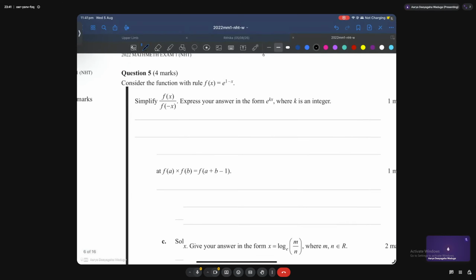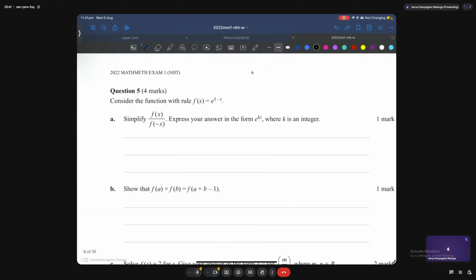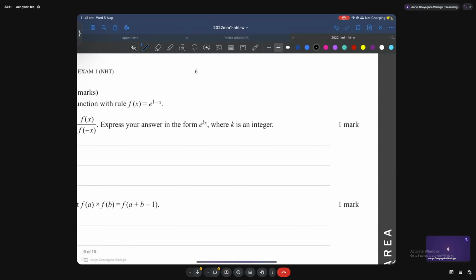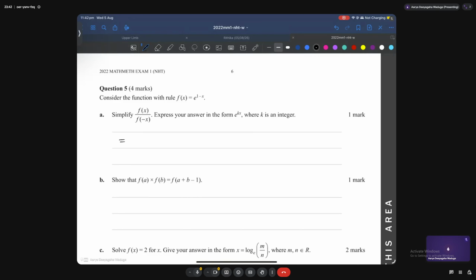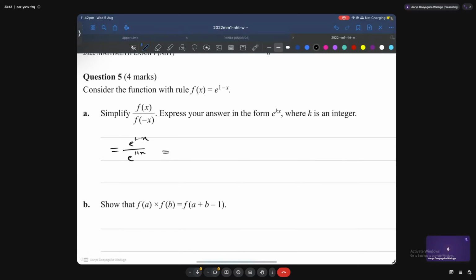Either way, if you do feel like you made a mistake here, you would just quickly put a scribble here and double check that later. But moving on, we're going to have to simplify f of x over f of negative x, which is interesting. So this is simply equal to e to the 1 minus x over e to the 1 plus x. And it wants us to simplify this. You're just subtracting the two powers, and it's just going to be minus 2x up here.